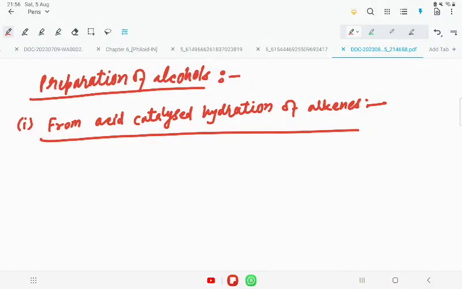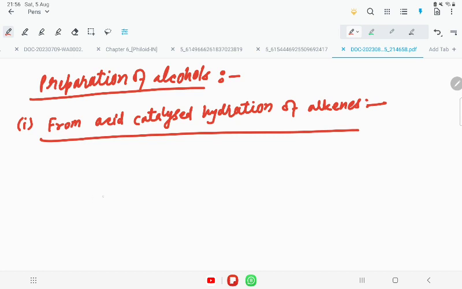Hello student, let's try to understand the preparation of alcohol. There are many methods for the preparation of alcohol. Some of the methods we are going to follow. The first method is from acid catalyzed hydration of alkene.